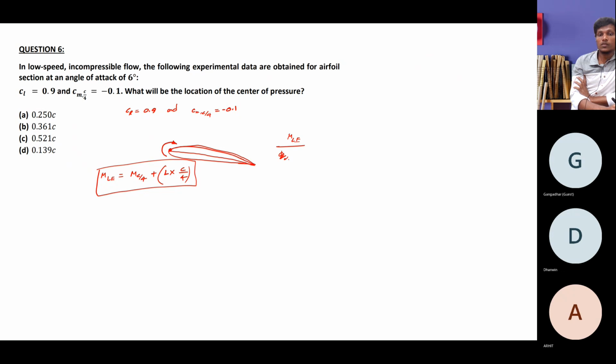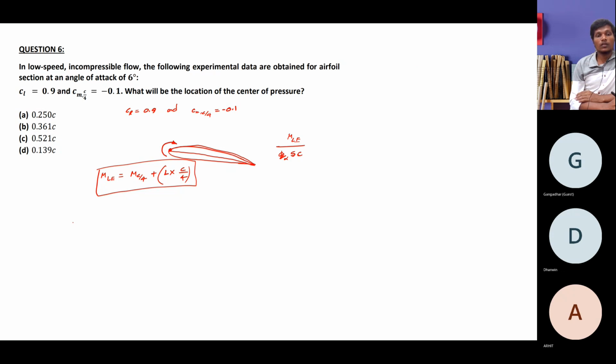by q infinity times S, which is the dynamic pressure times the surface area. Since it is a moment, I need c also. If I multiply this, I will get a non-dimensional form that we already discussed in the class. I did not write the non-dimensional form here. Okay, let us non-dimensionalize it.